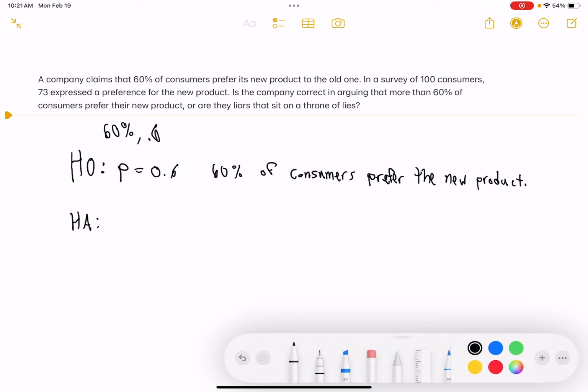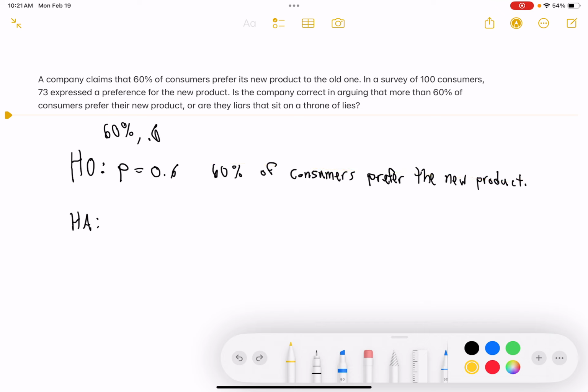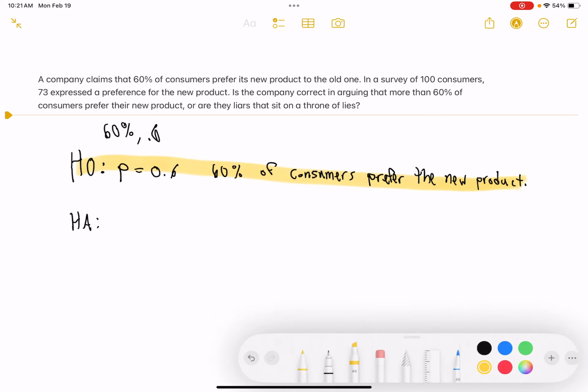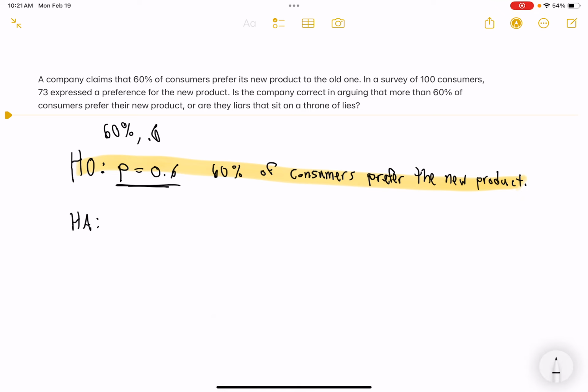That's our first hypothesis. So when you go in to write your null hypothesis, it should read something like that, okay? You should start with this argument of what the proportion is. And then you should follow it up with a statement of what that proportion means in this case, right? That 60% of consumers prefer the product. And this is the null because it's the thing the company assumes to be true at the start.